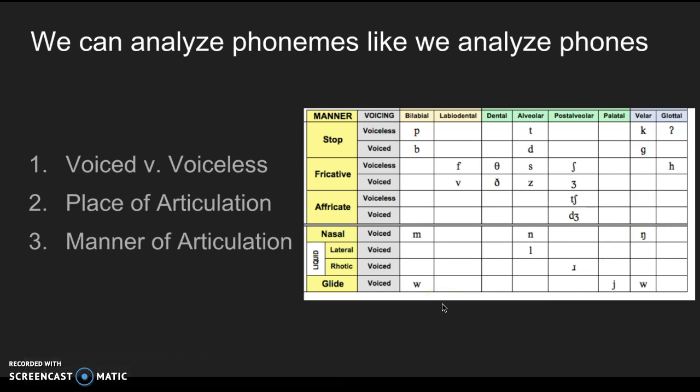So, for example, this one is English, and this should look kind of familiar to you by now. We talked about voicing, voiced and voiceless sounds. We talked about place of articulation, and then we talked about manner of articulation last time with your stops, fricatives, affricates, nasals, liquids, and glides.